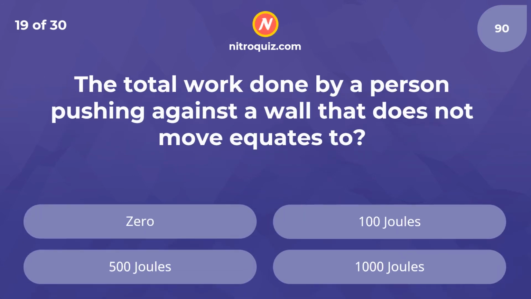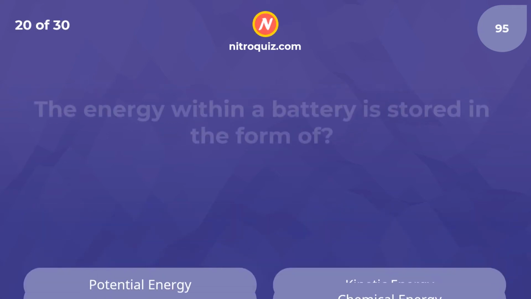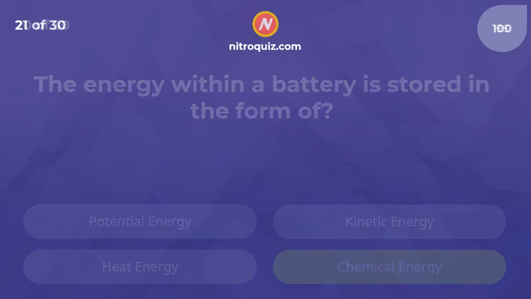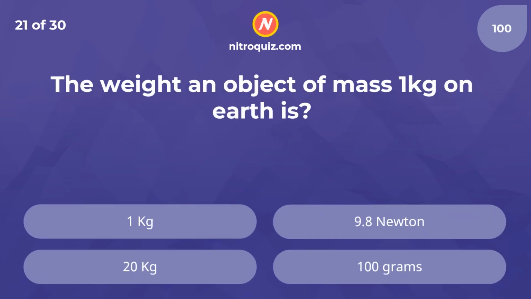The total work done by a person pushing against a wall that does not move equates to... answer is zero. The energy within a battery is stored in the form of... Answer is chemical energy. The weight of an object of mass 1 kg on Earth is... Answer is 9.8 Newton.